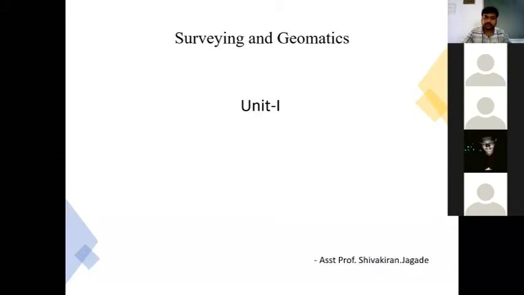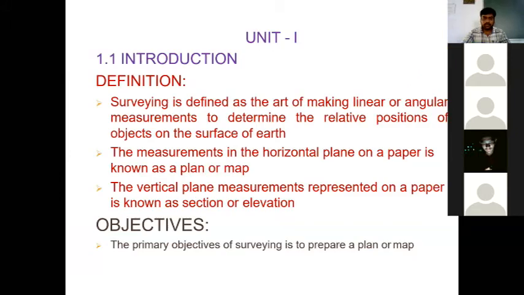So surveying and geomatics, in the last class, the introductory class, I was just talking about surveying and geomatics, what it is related to and how we're going to define these two terms in one single subject. So I will have a brief discussion about this in this topic. First thing, we'll go to the introduction part.